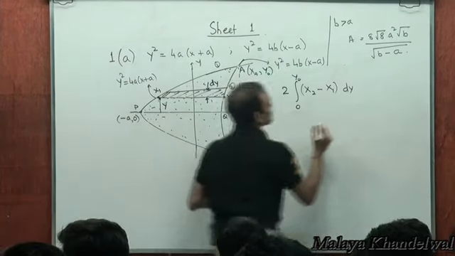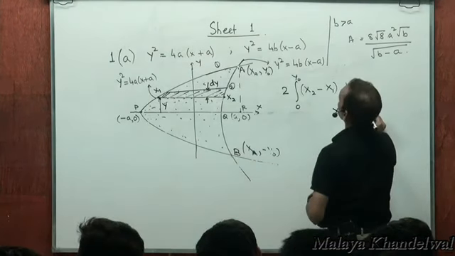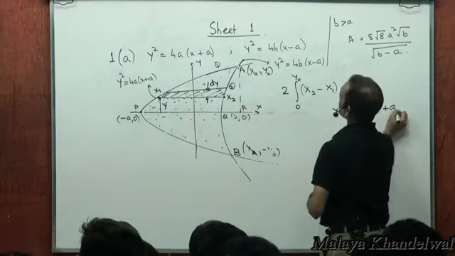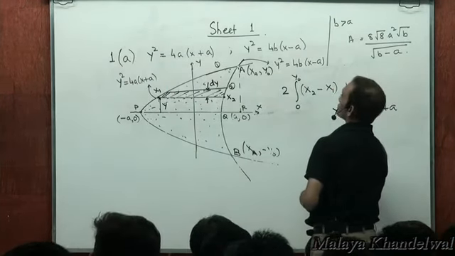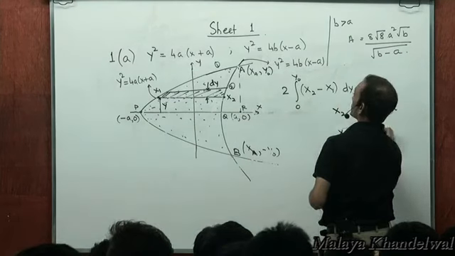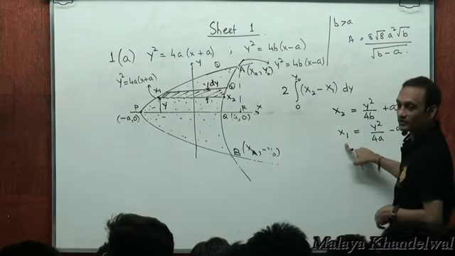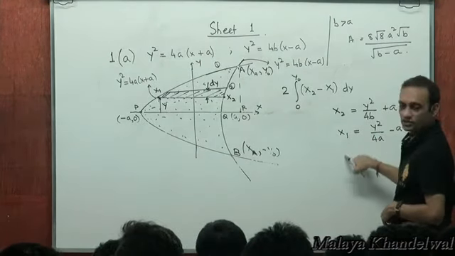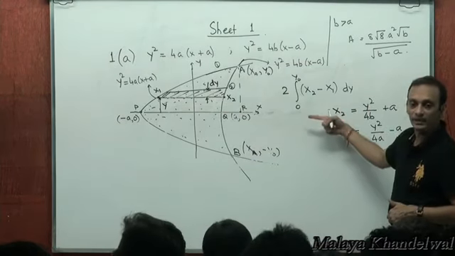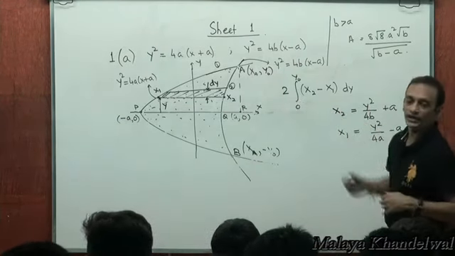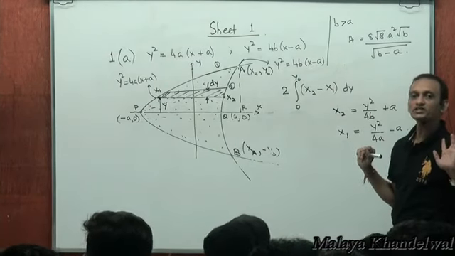And what is x2? x2 is y squared by 4b plus a, which is the x of curve 2, right? And what is x1? x1 is y squared by 4a minus a. So just do x2 minus x1 from here, plug into this, integrate with respect to y, very simply, and you will have the total area that you were seeking. Do you all understand this? No discomfort?